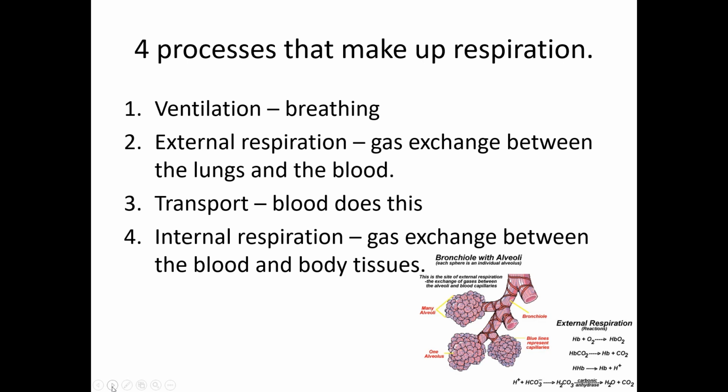Step 2, external respiration is gas exchange between the air sacs in the lungs called alveoli and then the bloodstream, so that we can get the oxygen from the air into the blood and the carbon dioxide from the blood back into air so that we'll be able to exhale that later on. Transport, that's all about the circulatory system. We hit that in previous chapters when we talked about blood.